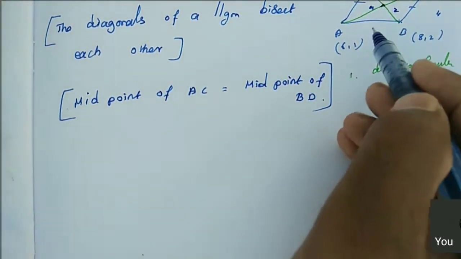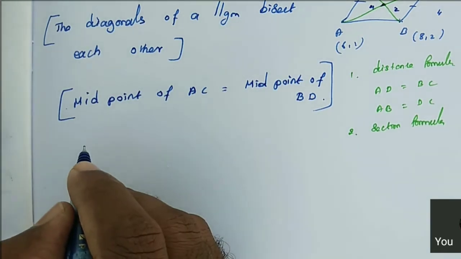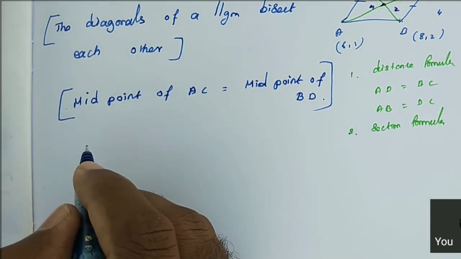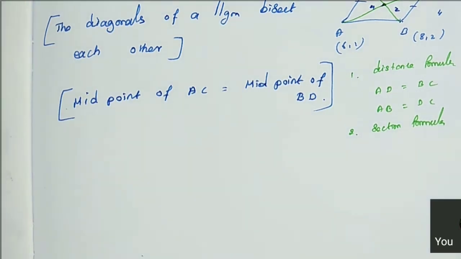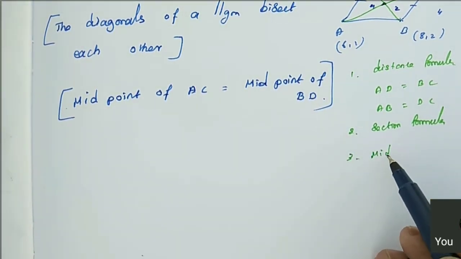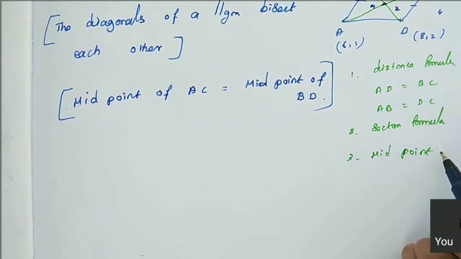So now we need the midpoint formula. How will you find the midpoint of AC? In the section formula, the midpoint. What is the midpoint formula?